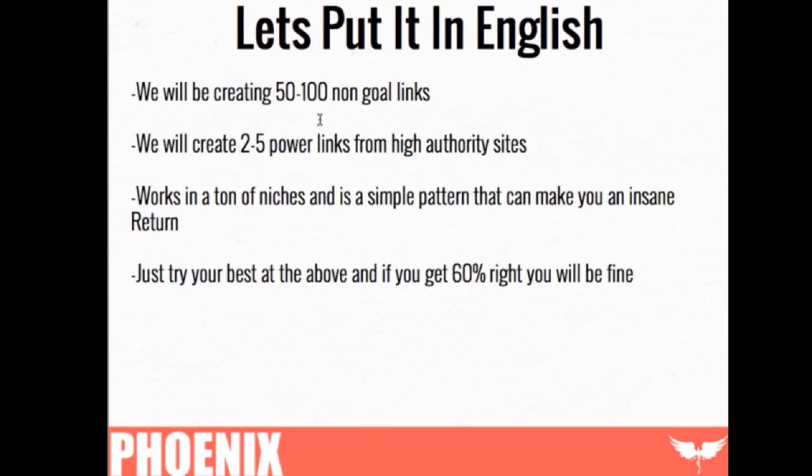Now let's put this in English and what we're going to be doing. What I'm going to be showing you how to do in the rest of this module is how to go out there and create 50 to 100 non-goal links, non-optimized, broad, topical links. Then we're going to show you how to create 2 to 5 power links from high authority sites. I'm going to show you exactly how to do that.